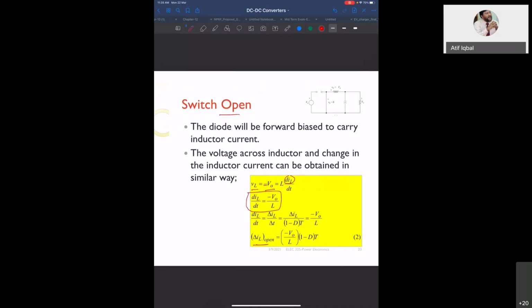But you see here, this was the on condition and now this is the off. But in steady state, the minimum and maximum should be the same. That means this is the delta IL.